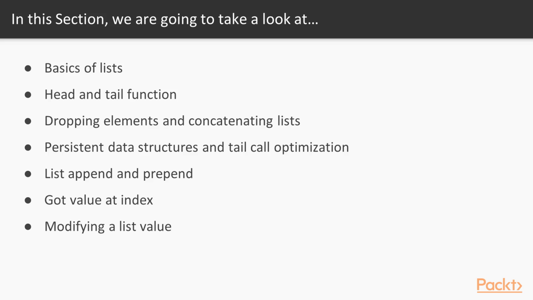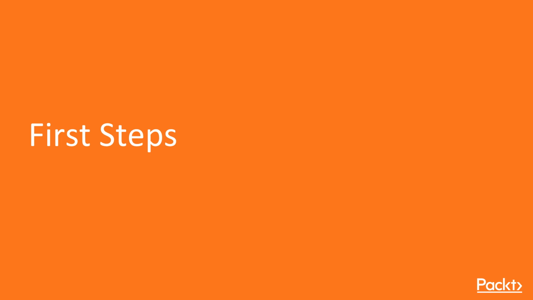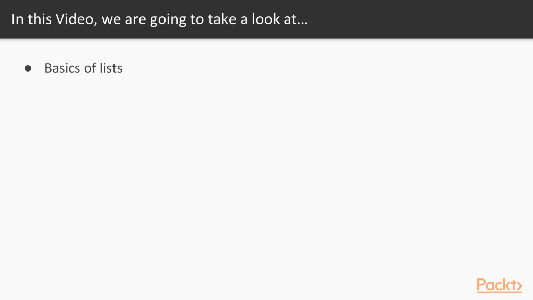We'll then move to tail call optimization. Then we'll look at list append and prepend. After that we'll get value at index and finally modify list value. Now we move on to the first video. First steps. This video introduces you to the basics of list.